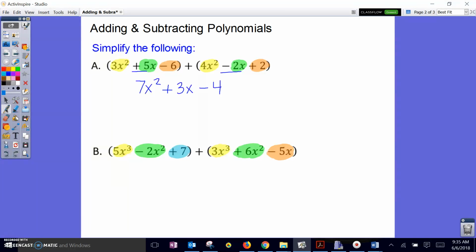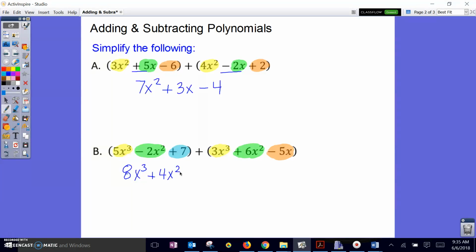So we're going to combine the like terms that exist, 5x cubed and 3x cubed. Those add together to make 8x cubed. A negative 2x squared and a positive 6x squared. Those add together to make a positive 4x squared. And now, since the other two terms that I have don't have any like terms in the other polynomial, we're just going to bring them forward as is because we're adding these together.